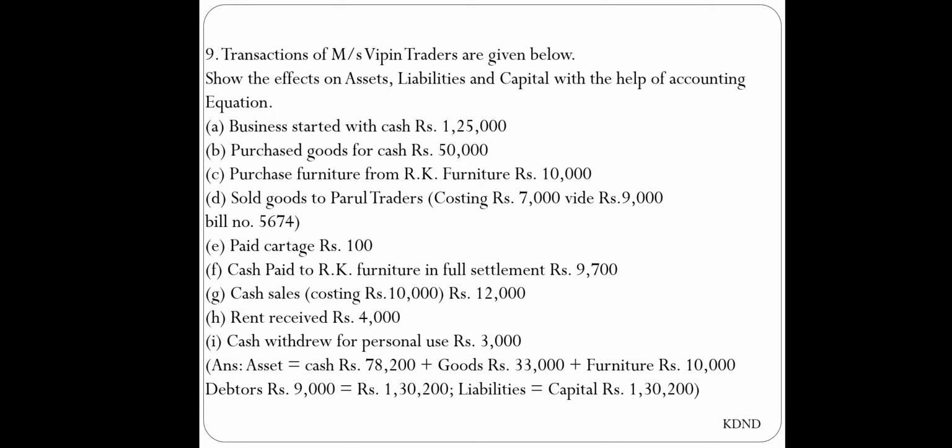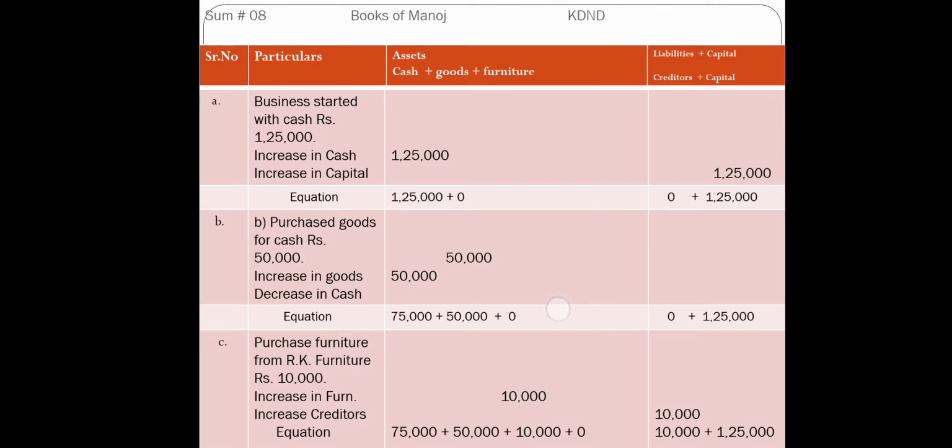Then comes your next sum, that is sum number 9. Under this we have the transactions of Messrs. Vipin Traders given below, and you have to set up the assets and liabilities and capital. So we are going to prove again the same thing, that asset is always equal to capital plus liability. So in the books of Vipin Traders, our sum starts this way.